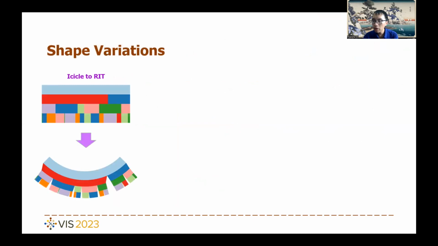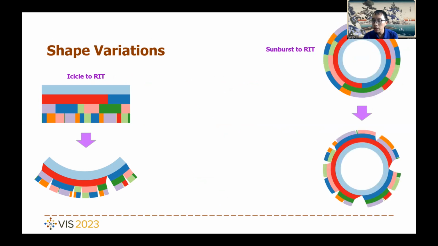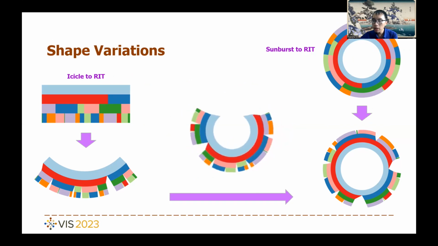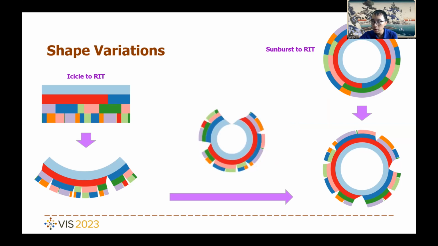By setting different radii and layer widths, we can generate variations of the shape from icicle tree to sunburst tree plots. A typical change is from an icicle tree into RIT, or from a sunburst tree into a donut-shaped RIT. In fact, we can also make the change directly. By adjusting different control parameters, RIT can also be used to plot from icicle tree to sunburst tree plots.